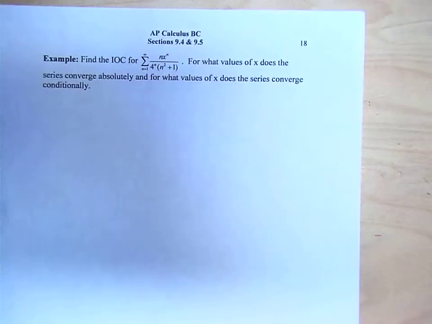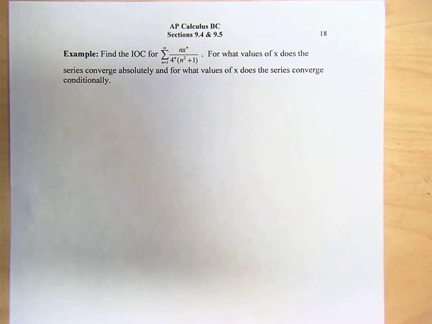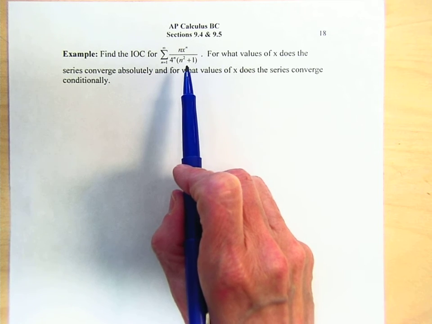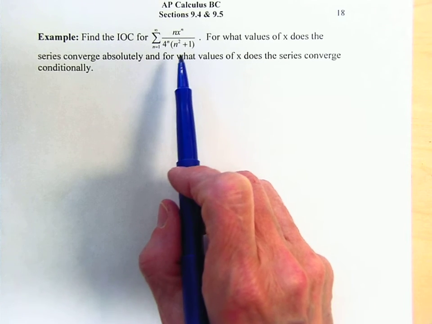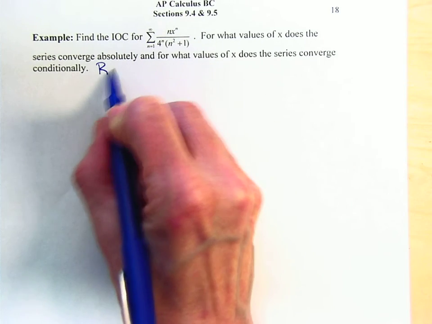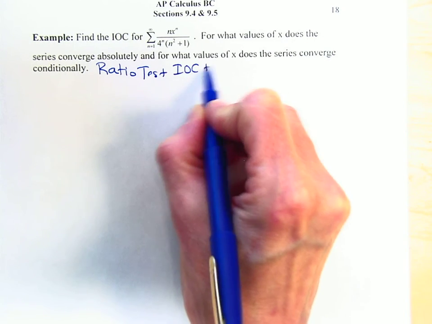Okay, we're going to move on to the next problem. Here will be an example where we have some things that are conditionally convergent this time. Okay, so given this series, where do we converge absolutely and converge conditionally, and find the IOC? So again, the ratio test to get the IOC and test the endpoints.